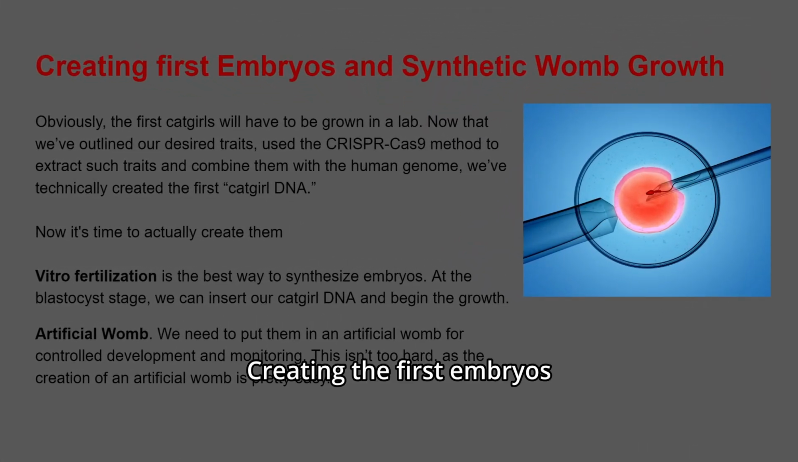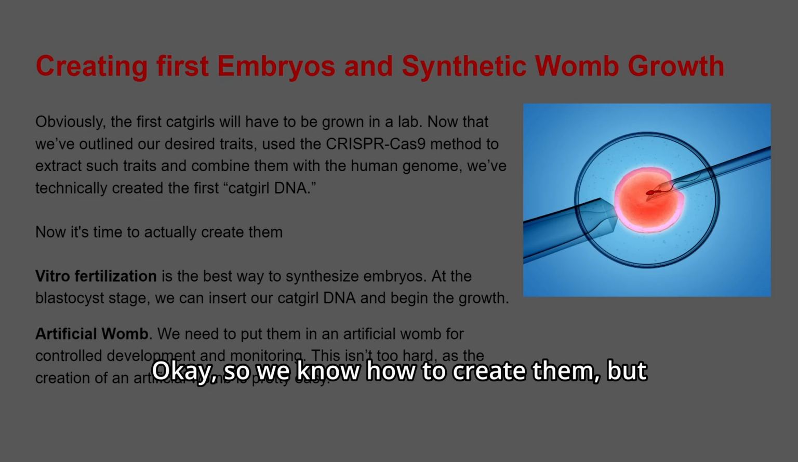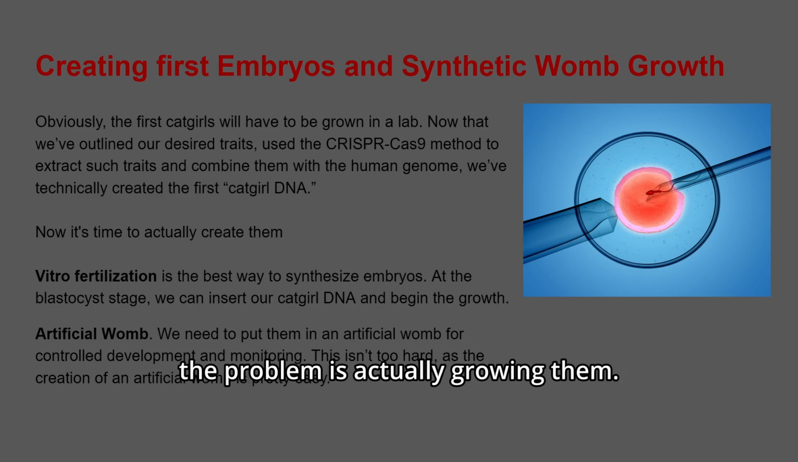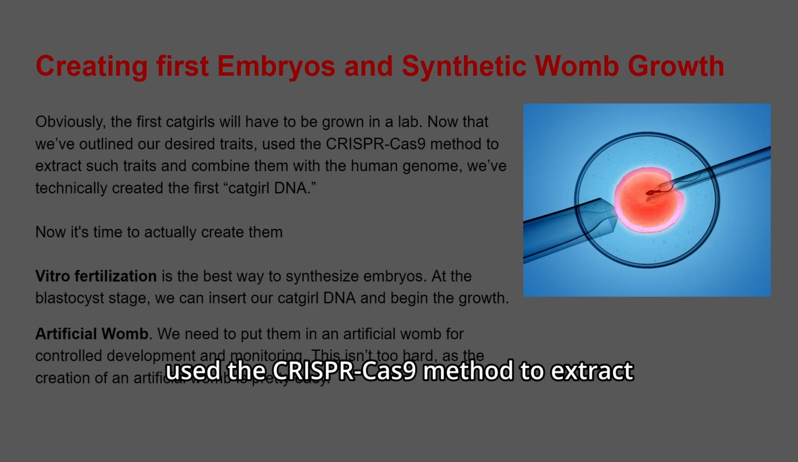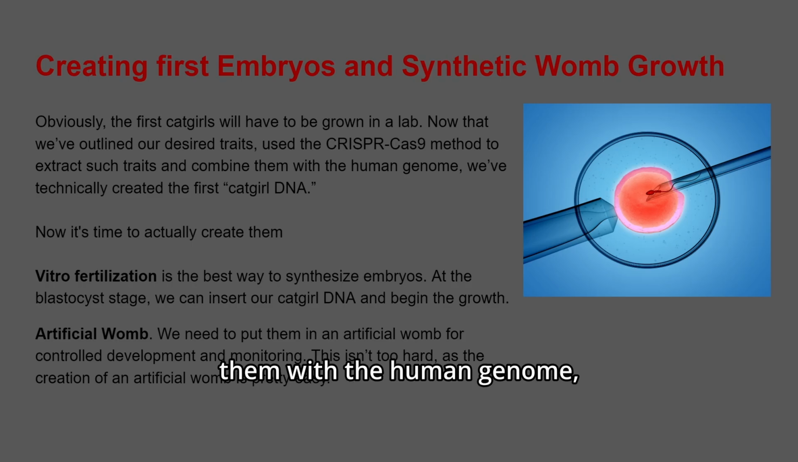Creating the first embryos and synthetic womb growth. Okay. So we know how to create them, but the problem is actually growing them. So obviously they're going to have to be grown in a lab. Now that we've outlined our desired traits, used the CRISPR-Cas9 method to extract such traits and combine them with the human genome, we've technically created the first catgirl DNA. So now it's time to actually create them. So we can do in vitro fertilization. This is the best way to synthesize embryos at the blastocyst stage.